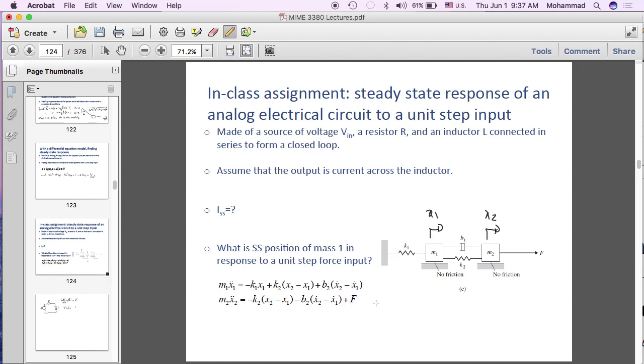So if F is 1, unit step, we are asking for x1 steady state. What is it equal to? What is x1 steady state equal to?